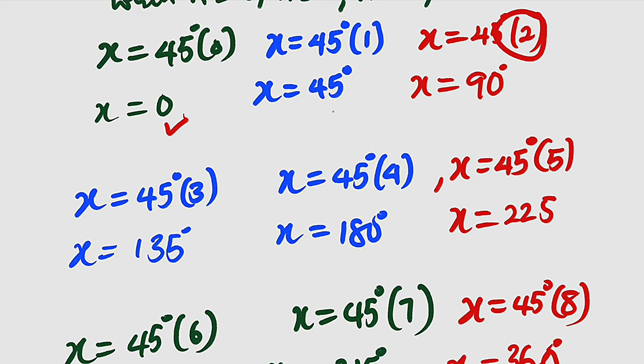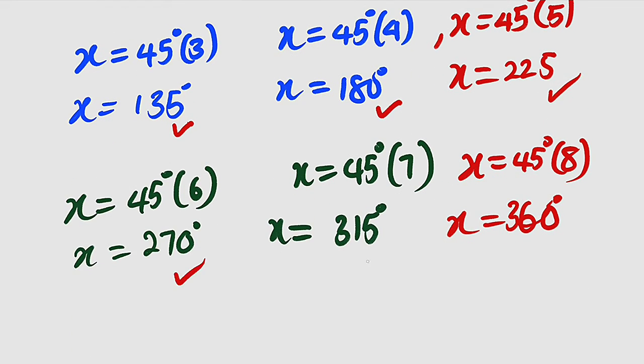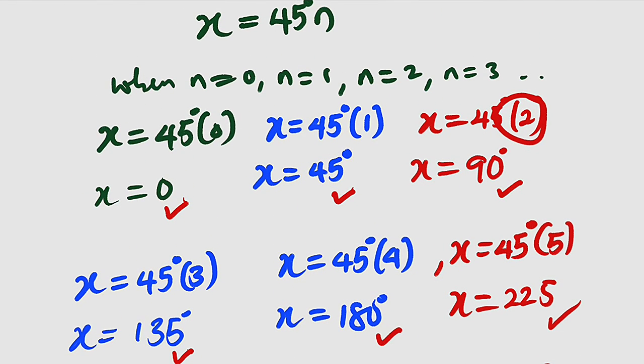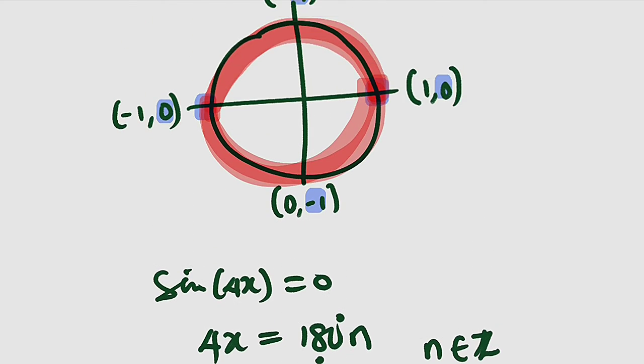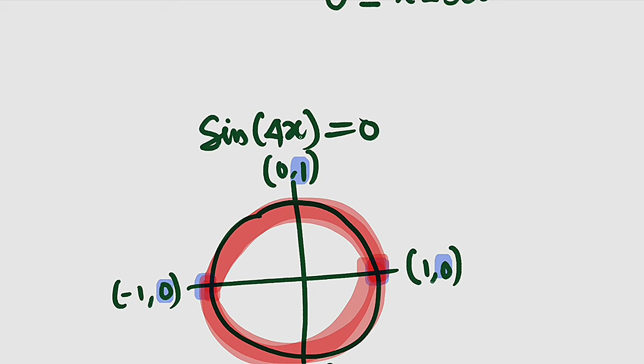X could be 0, 45, 90, 135, 180, 225, 270, 315, and 360. So this particular equation has 9 solutions from 0 to 360 degrees. Another way you can do that, you can use identity, right? Because I know that sine of 4x is the same thing as sine of 2x multiplied by cosine of 2x. Then you also expand them. They are double angle identities, but it will take you longer time than necessary.